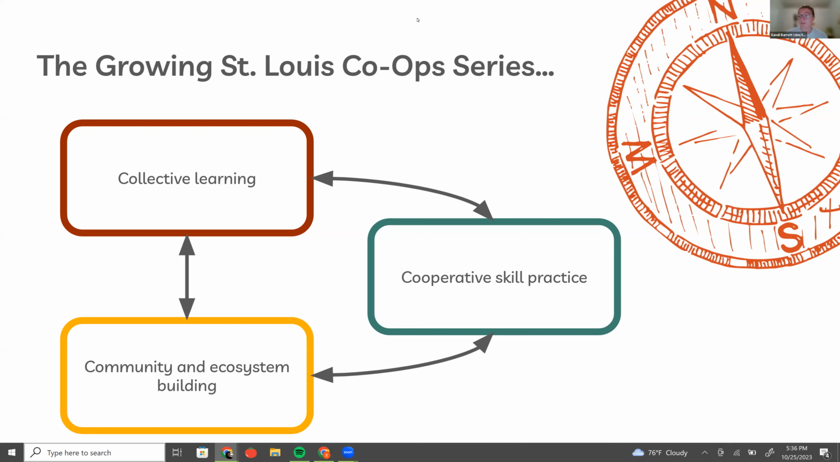We also want it to be a place where we're practicing skills. So I know for myself that conflict resolution, I'm a pretty conflict-avoidant person personally, and I'm trying to work on that. So it's a place where we can really practice these skills that are really important to being in a cooperative. And then lastly, it's a place to really get to know each other and start building the community and ecosystem we want to see with our cooperatives. So we're hoping that this can continue to be a space for all three of these things.